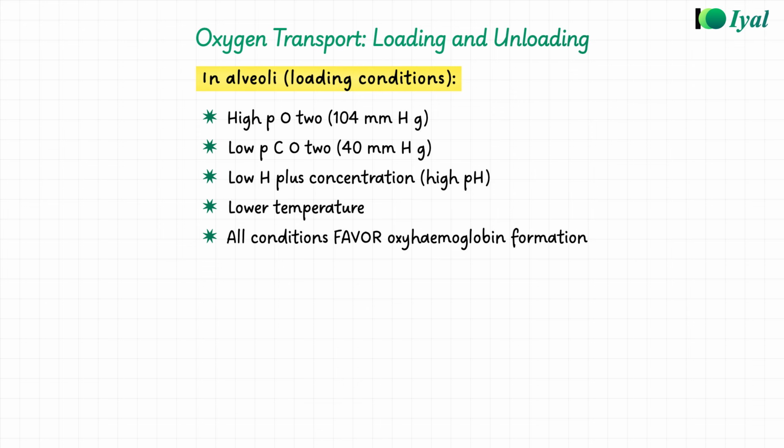In the alveoli of the lungs, conditions are ideal for oxygen to bind to hemoglobin. Why? Because there is high oxygen partial pressure, 104. There is low carbon dioxide pressure, which means high pH. The blood is slightly alkaline and temperature is lower in the lungs. All of these conditions work together to promote oxygen binding to hemoglobin. Oxygen readily picks up, forms oxyhemoglobin.